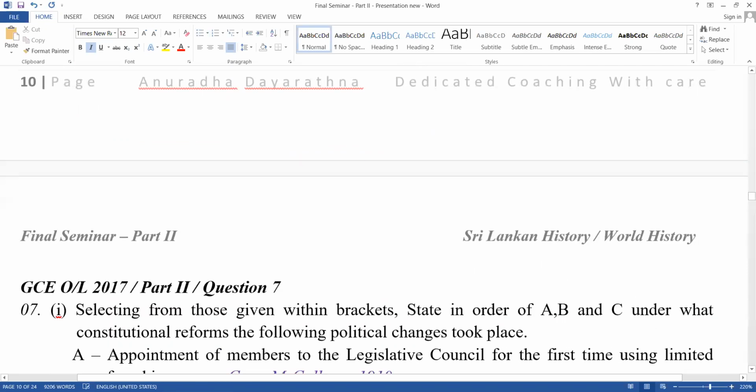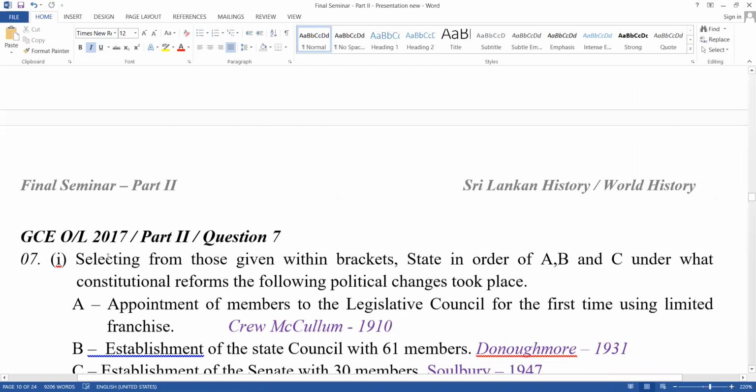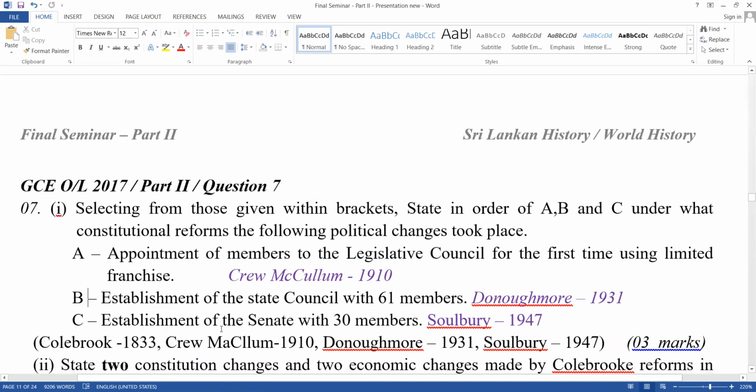Right, this one. Select from those. Appointment of members to the Legislative Council for the first time using a limited vote. Under what reformation? Limited vote, what reformation? Establishment of the State Council with 61 members. Establishment of the Senate with 30 members. Solved.